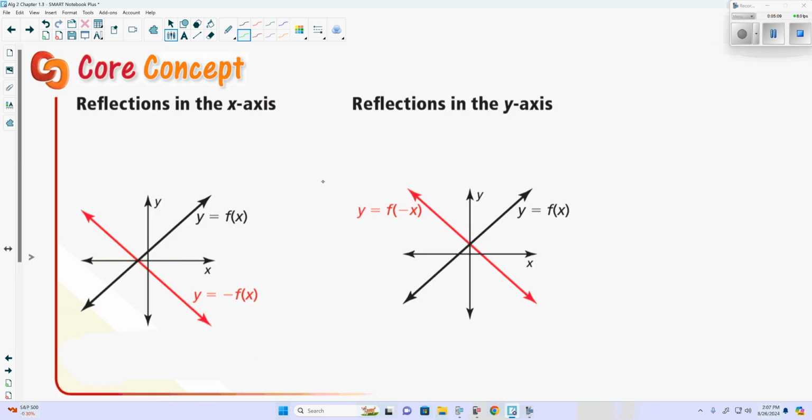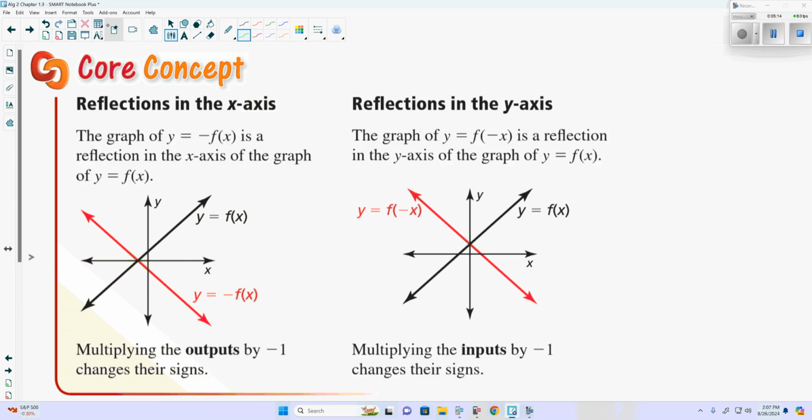What we're going to look at next is reflections. Oh, wrong button. There we go. Reflections. Now, again, we do have a lot more here, but the key thing is the general forms. So our reflection across the x-axis, a reflection in the x-axis is going to be negative f of x.